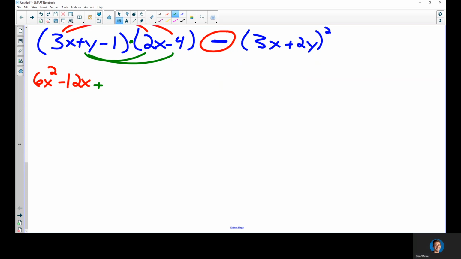All right. 12x plus 2xy minus 4y. And I do this with the 1. Negative 2x plus 4. Negative 1 times 2. See, I'm telling you guys, negative signs throw everybody off. They take a lot of time.